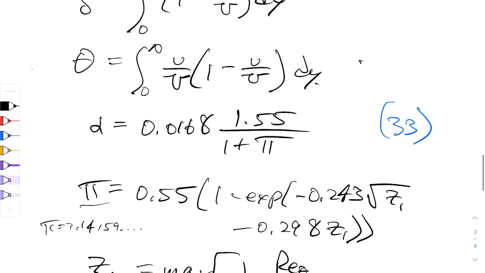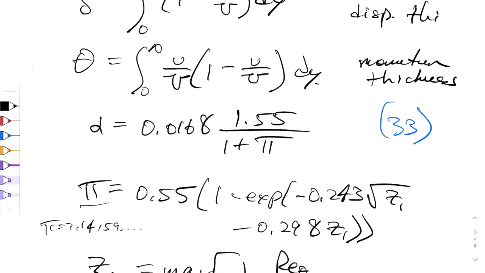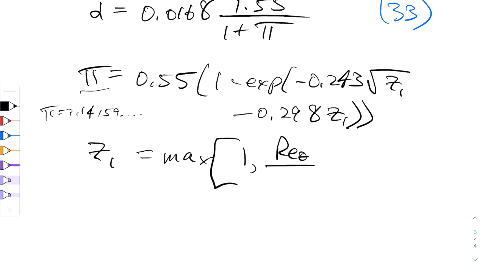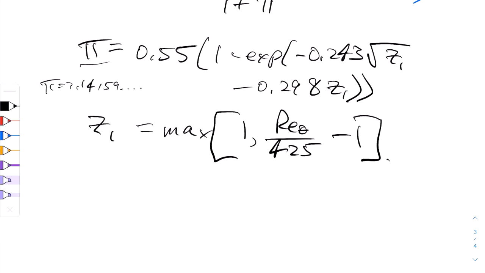momentum thickness theta. Remember, this is momentum thickness. And this is displacement thickness. Anyway, Re theta over 425 minus 1. For some of the insight behind some of these terms, you're going to have to go back and read the original paper of Cebeci and Smith. It's the best way to learn the material.